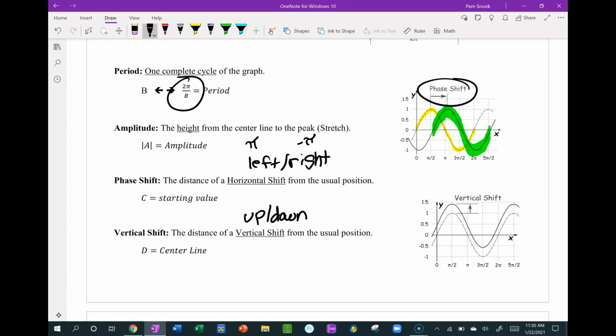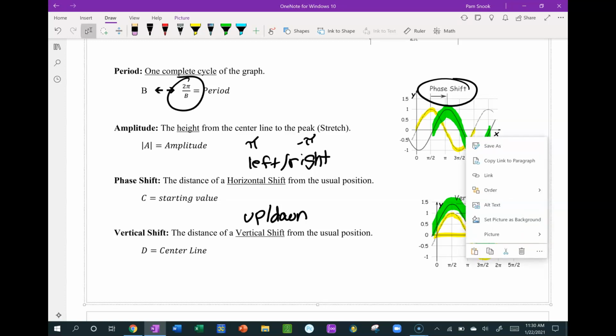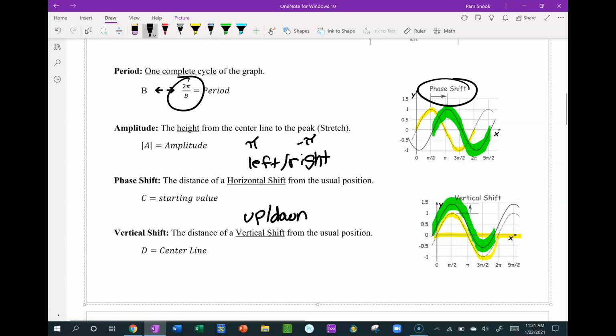So if I start with this dashed one again as the period, right here on the x-axis is your center line. But if I have a vertical shift, which gives me the solid one that I'm highlighting in green, then basically that center line is just going to shift. So now right here, I'm going to do this in red. That's our new center line, and that's D. If D is plus, you're going to shift your center line up. If D is minus, you're going to shift it down.